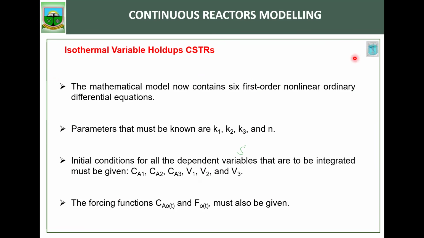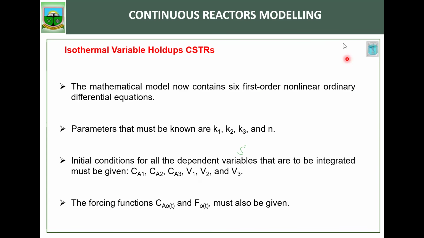We're saying that the mathematical model now contains 6 first-order nonlinear differential equations, and 3 parameters, or let me say 4. That's K1, K2, and N. Then you know the initial conditions. At the initial stage, you know the initial concentration of A that will move to all the reactors. We can predict them. We know the volume of the reactor, so we know them.